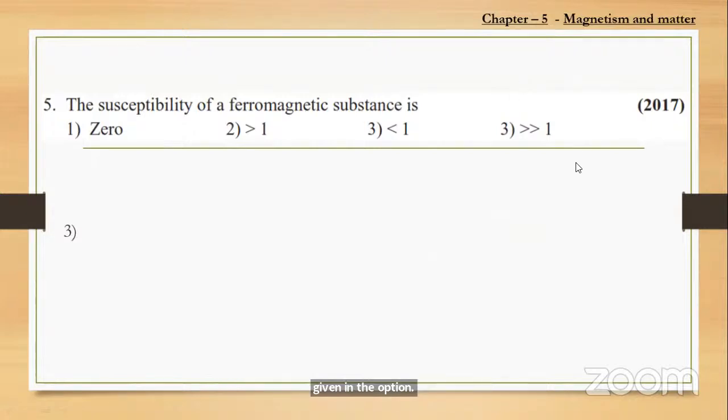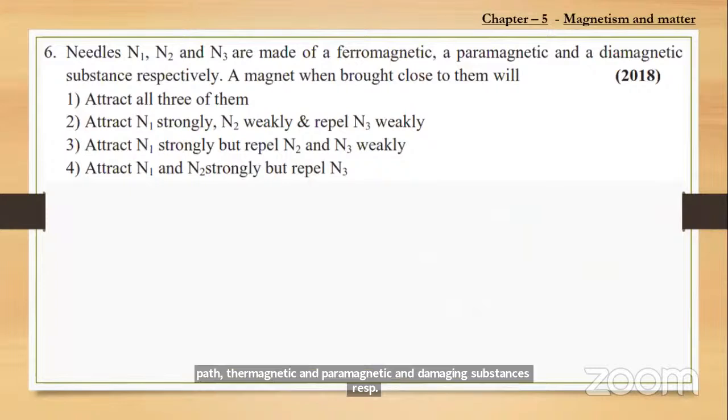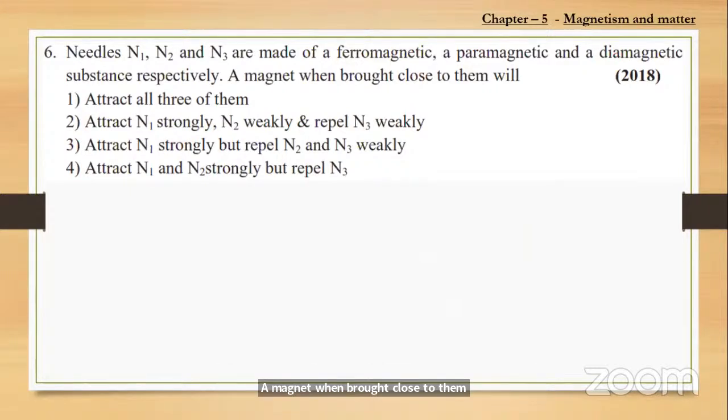Okay, students, you have answered the questions. Now, let's go to the next question. You can see that needles N1, N2, N3 are made up of ferromagnetic, paramagnetic and diamagnetic substances, respectively. A magnet is brought close to them. What happens in the case of ferromagnetic material, paramagnetic material, and diamagnetic material? You can look into that.